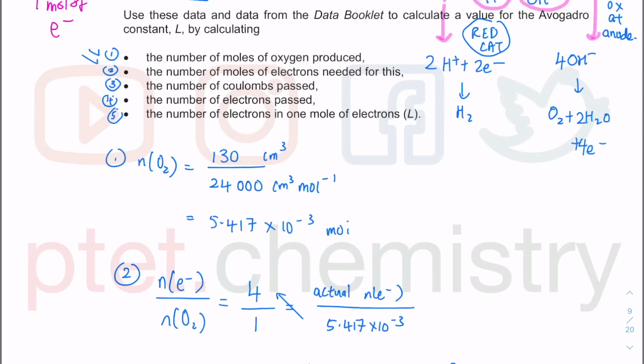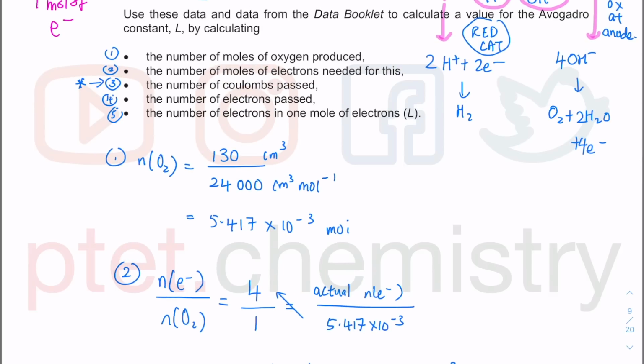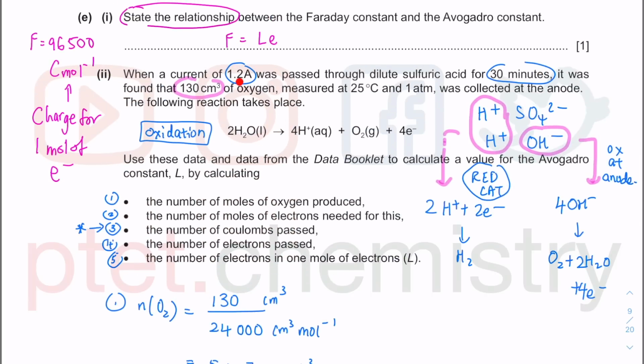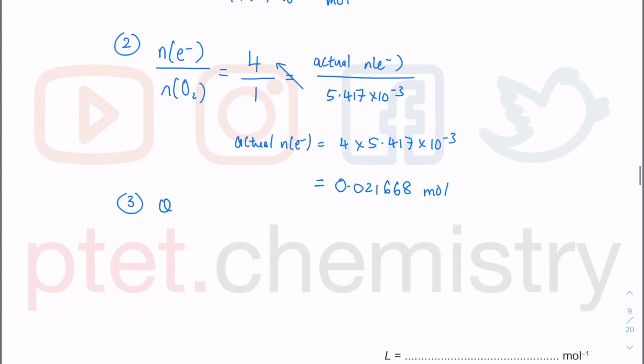So now I need to find the number of coulomb passed. This depends on the question. So you pass 1.2 amperes over 30 minutes. So we know Q equals I times T, and the T has to be in seconds. That was 1.2 amperes multiplied by 30 minutes, converted into seconds by multiplying by 60. So 1.2 times 30 times 60, I get 2160 coulomb. So this much mole of electrons is for 2160 coulomb altogether.